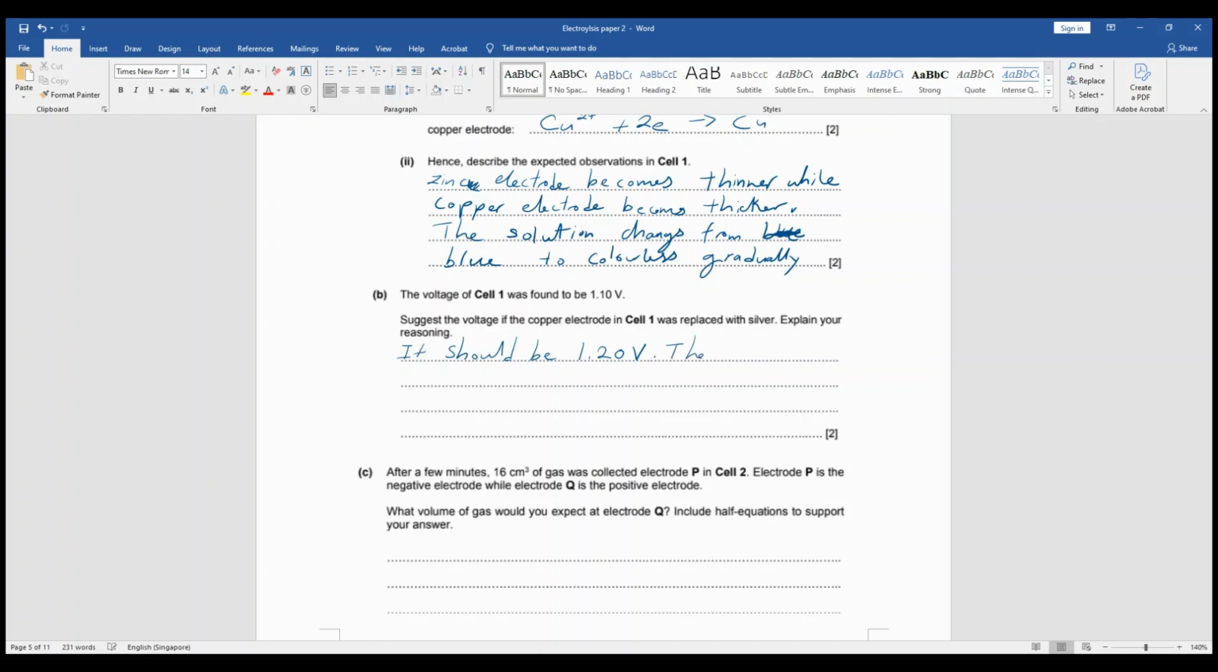Reason: the difference in reactivity between the zinc and silver is greater than the difference between zinc and copper.